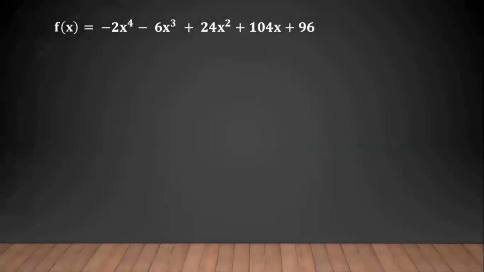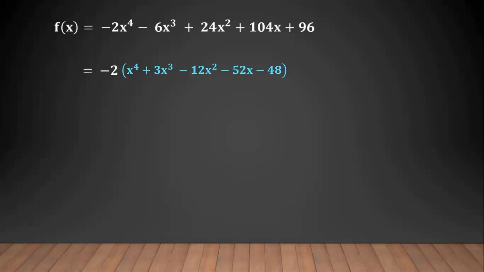Next comes the longest part of these problems. We need to find the x-intercepts. To do so, we're going to factor f of x into linear factors. Always start by factoring out anything that all of the terms have in common. In this case, we can factor out a -2. Now I can turn my attention to the part in blue.